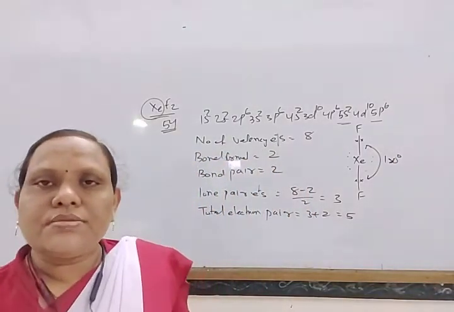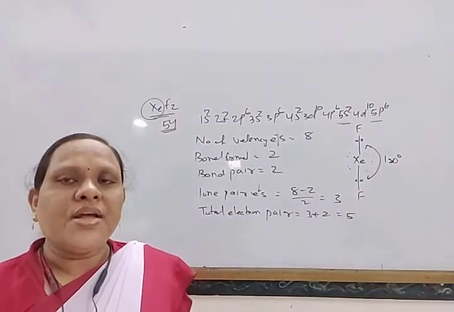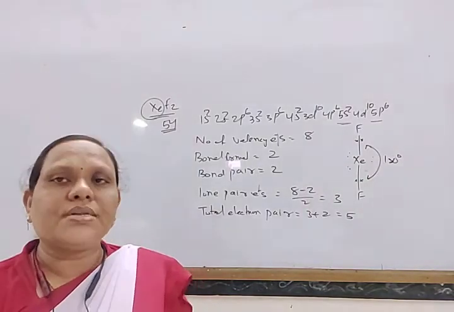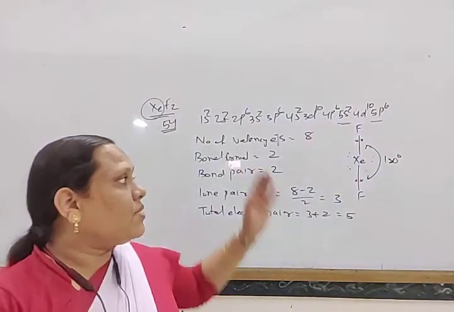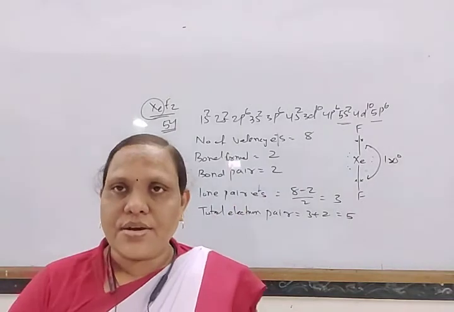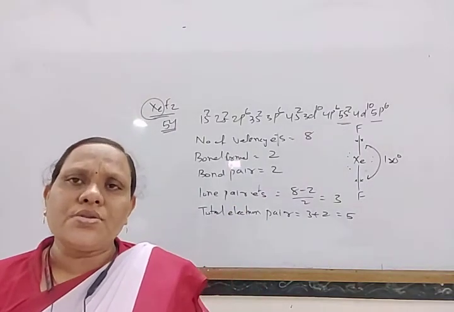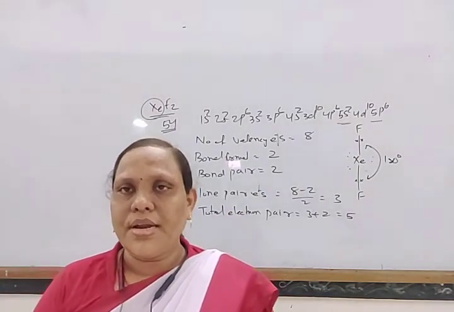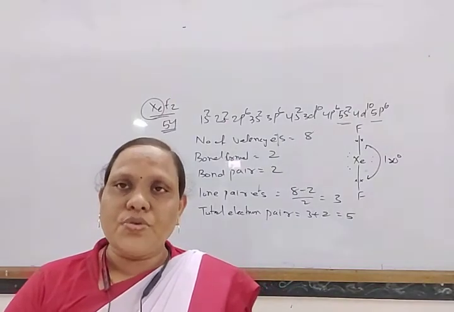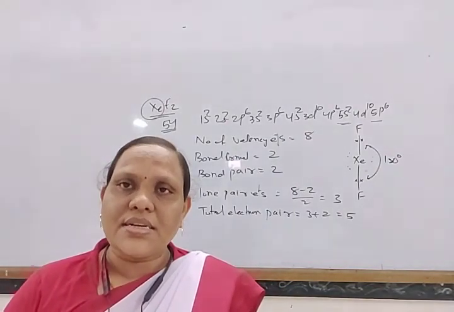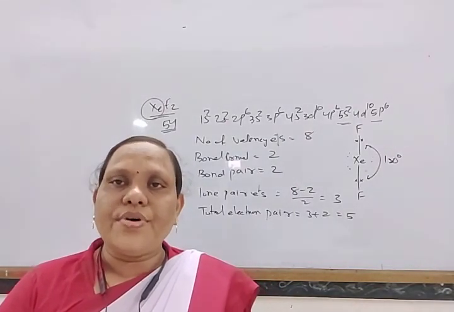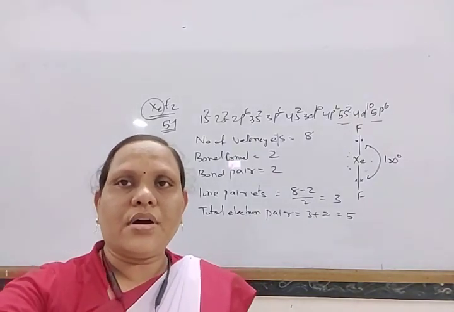So in this way its expected structure is trigonal bipyramidal, but the actual structure is linear. In this way you can determine the shape of different molecules. So for today, up to this. In the next class we will go to another concept of this chapter.